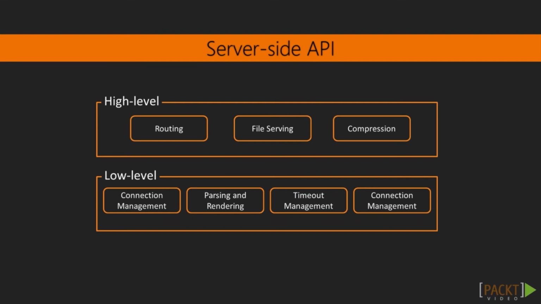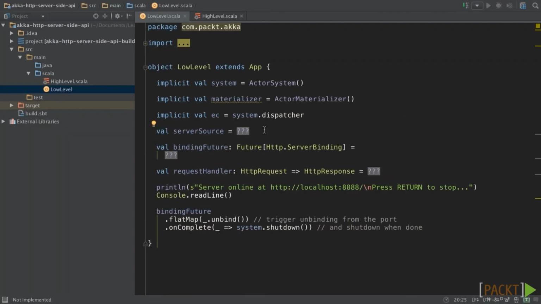Let's implement the Hello World server. We will start with the low-level implementation. Akka HTTP is implemented on top of Akka Streams. So, when we need to implement anything on low-level APIs, server or client, we think about streams. What is our source? What's our sink? And what's our flow? A socket binding is represented as a stream of incoming connections.